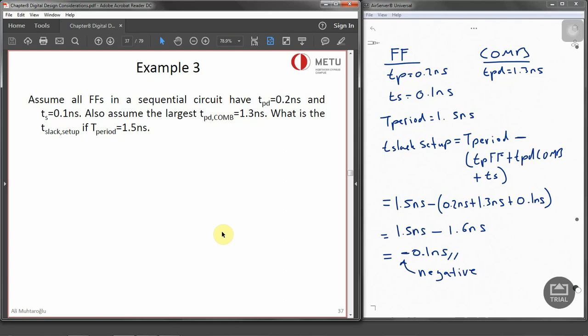So as we have 0.1 nanoseconds and what we are expecting is 1.6 nanoseconds, that means we need to have 1.5 plus 0.1, 1.6 nanoseconds. So we have to slow it down by 0.1 nanoseconds. So we need to make it 1.6 nanoseconds so that this circuit is going to work. And this is example 3 solution.